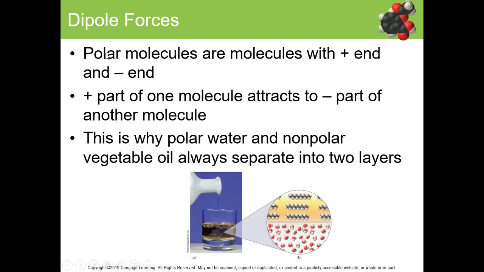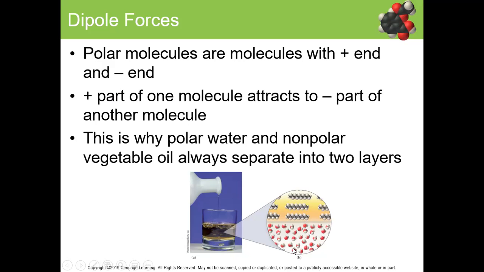Dipole forces occur in polar molecules. So polar means it's got a positive end and a negative end, just like a battery. And so molecules that have a positive end and a negative end act like little magnets, right? The positive part of one molecule is attracted to the negative part of another molecule. And if you're non-polar, that means that there's no positive end or negative end. So water is extremely polar. Vegetable oil is non-polar. And this is why they will always separate into layers.